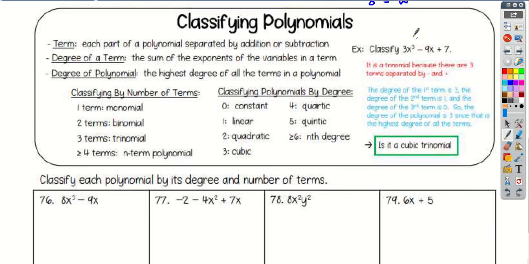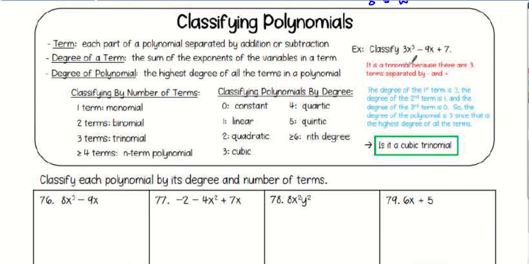Classifying polynomials. When you look at a polynomial, the actual terms are each of these combinations of letters or numbers separated by plus or minus signs. So there are 1, 2, 3 terms here. That makes it a trinomial. The degree is the sum of the exponents on the variables of a term. So this is a third degree term, a first degree term, and this is a constant. It has a degree of 0.